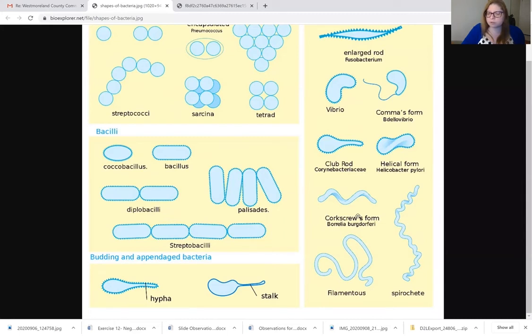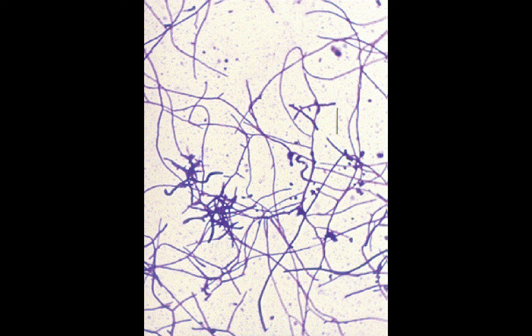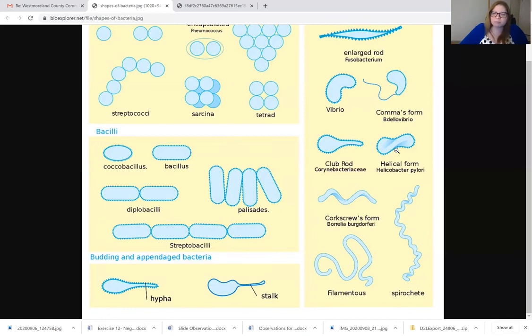These corkscrews are also called spirilli or spirilla. They're my favorite because it rhymes with my name. There are also filamentous bacteria. But bacteria come in all sorts of amazing shapes and sizes. And I'm sure there's more besides these here on this list, but I wanted to introduce you to a few of our friends.